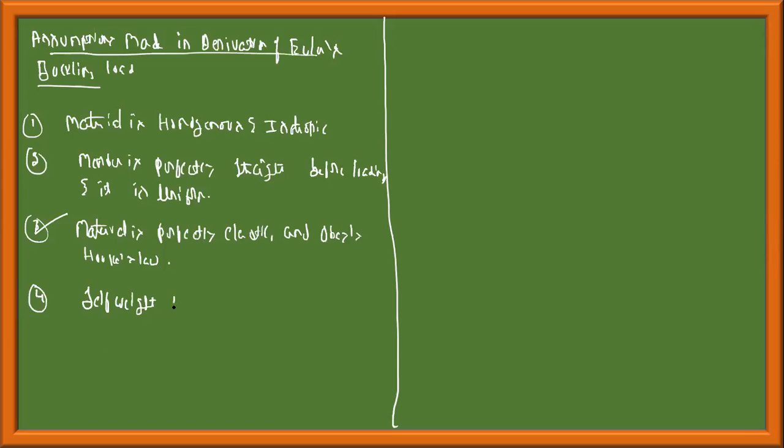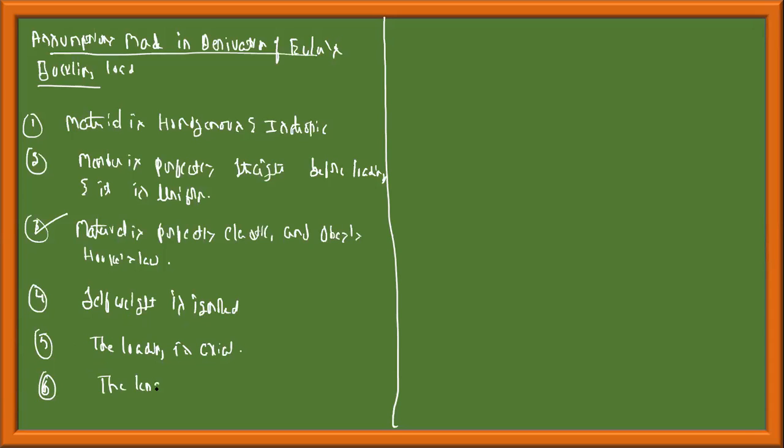Self weight is ignored. Loading is axial. This is very important. This is one of the important considerations for the Euler buckling load.